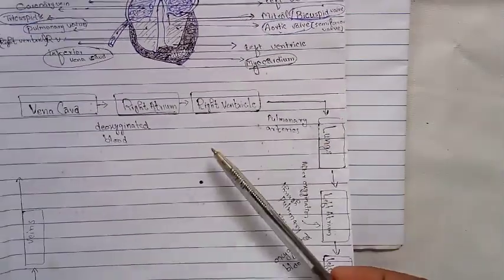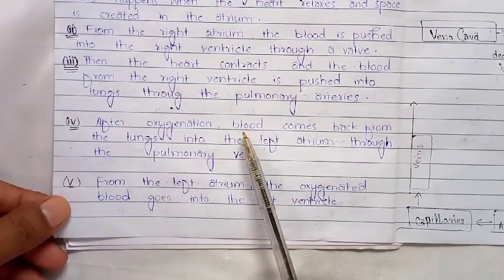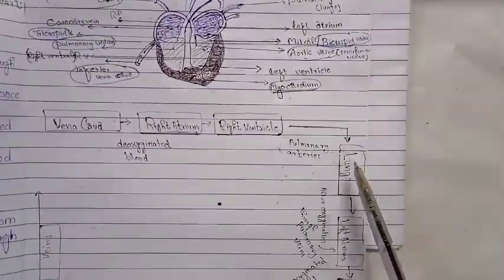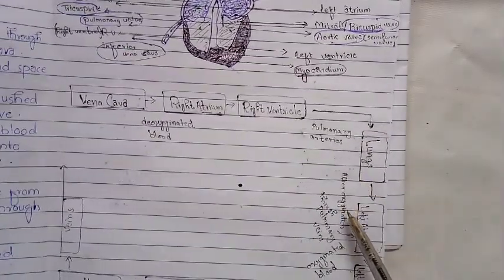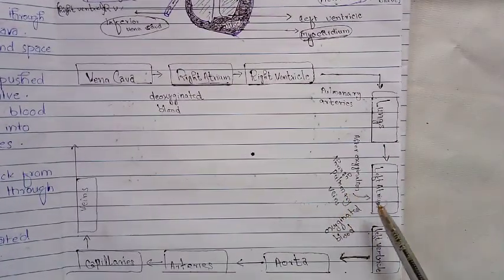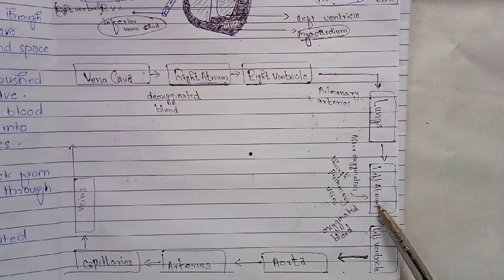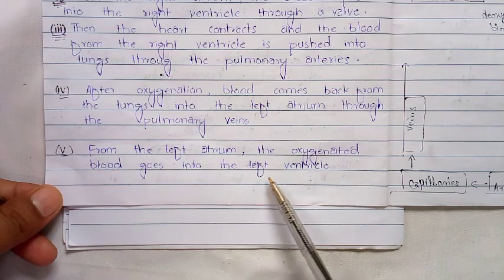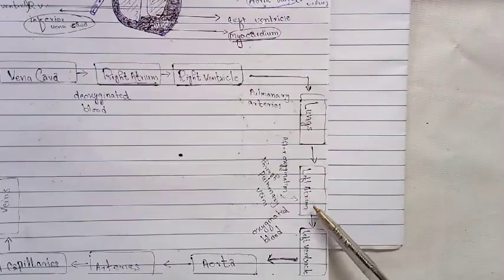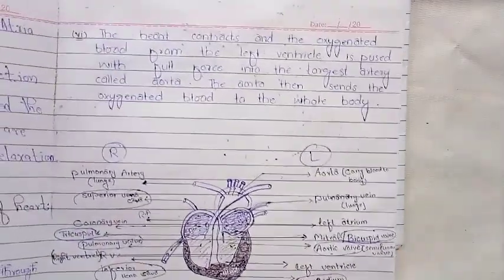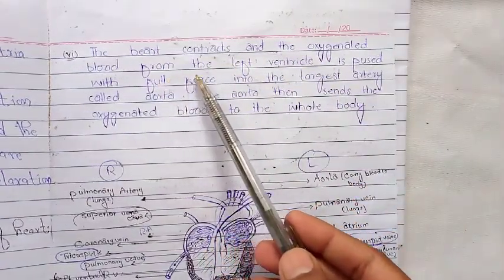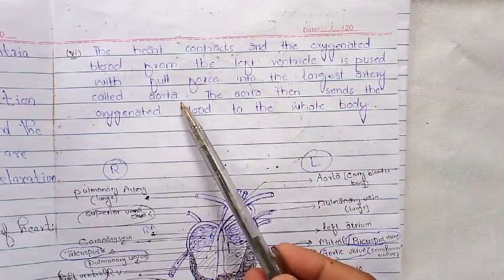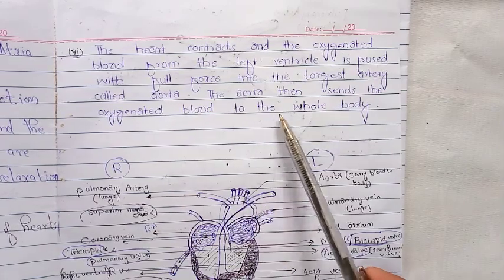After that, the next step is that after oxygenation, blood comes back from the lungs into the left atrium through the pulmonary veins. Then from the left atrium the oxygenated blood goes into the left ventricle. Then the heart contracts and the oxygenated blood from the left ventricle is pushed with full force into the largest artery, called the aorta. The aorta then sends the oxygenated blood to the whole body.